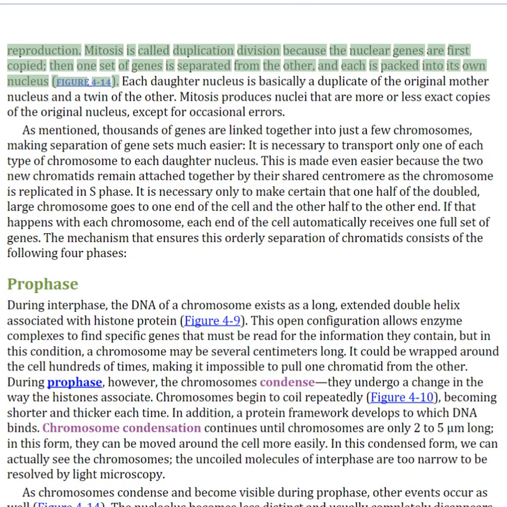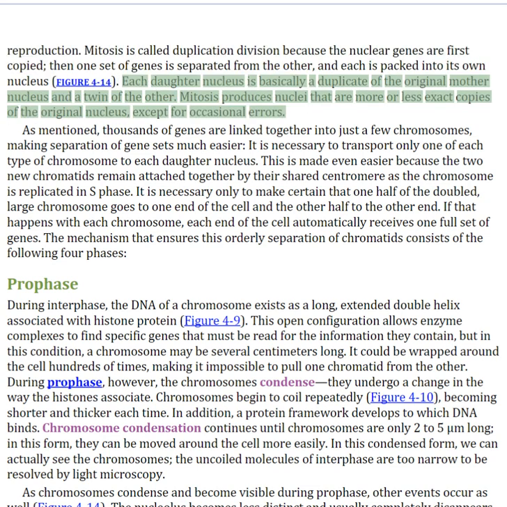Mitosis is called duplication division because the nuclear genes are first copied, then one set of genes is separated from the other, and each is packed into its own nucleus. Each daughter nucleus is basically a duplicate of the original mother nucleus and a twin of the other. Mitosis produces nuclei that are more or less exact copies of the original nucleus, except for occasional errors.